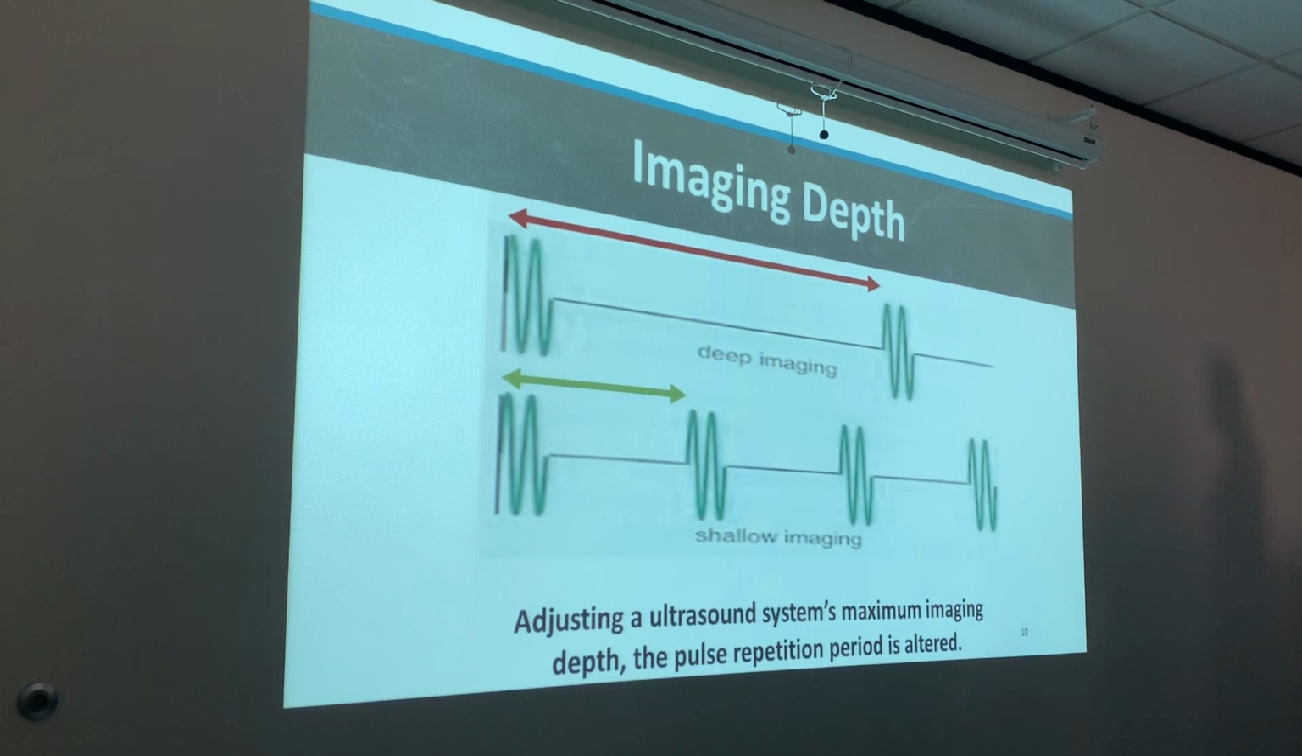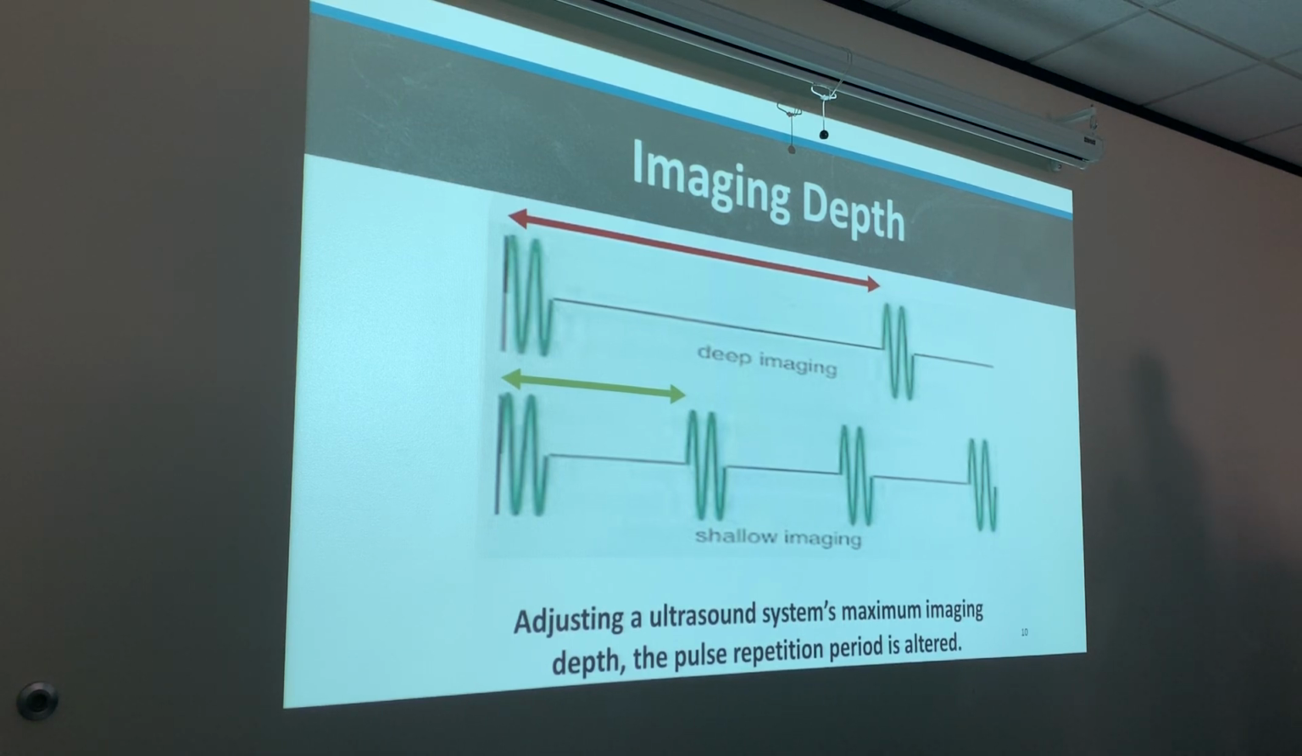Directly related to the PRP, right? If I increase my imaging depth, I'm also increasing the time from the beginning of one pulse to the beginning of the next pulse. Okay? Because we have to account for that listening time. Remember, that's all we're changing when we're changing our PRP, when the pulse duration is already set, right?